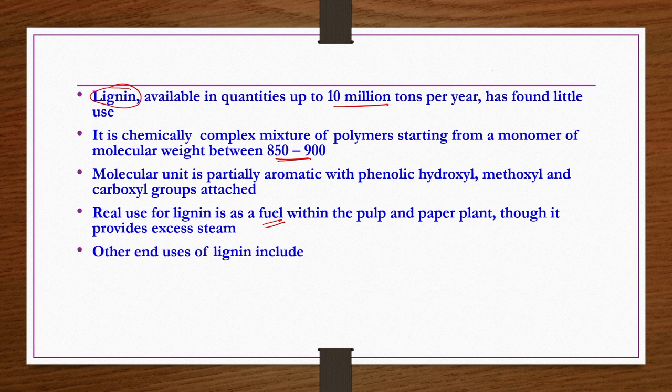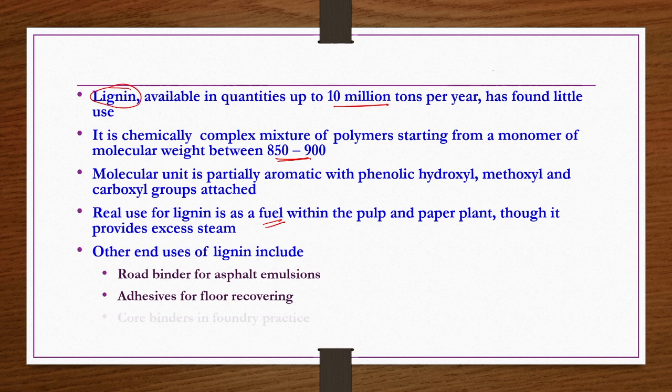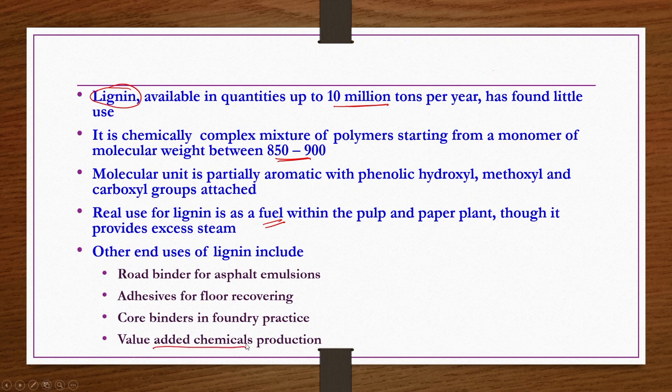What are the other possible applications of lignin? They include a road binder for asphalt emulsions, adhesives for floor covering, core binders in foundry practices, and value added chemicals production by different thermochemical and biochemical approaches. So, these are not part of our course. So, we are not going to see how these are being utilized or produced using the lignin.